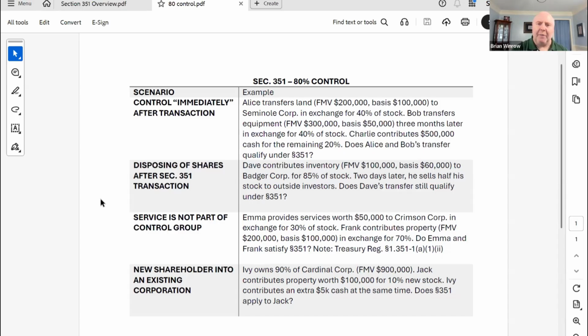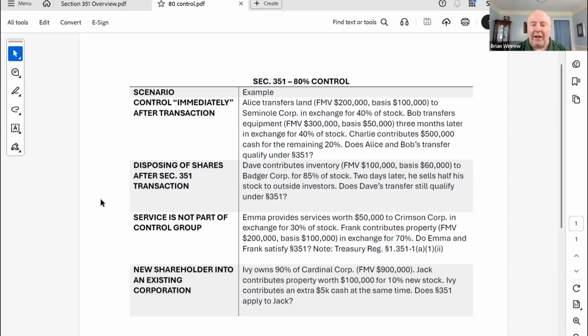So it takes a little bit of time, but show them your minutes from your discussions, your initial discussions. Make sure you have records that are detailing what the plan is prior to implementing the plan, and that's going to help you in case the IRS challenges your Section 351 status. So here's our first example.